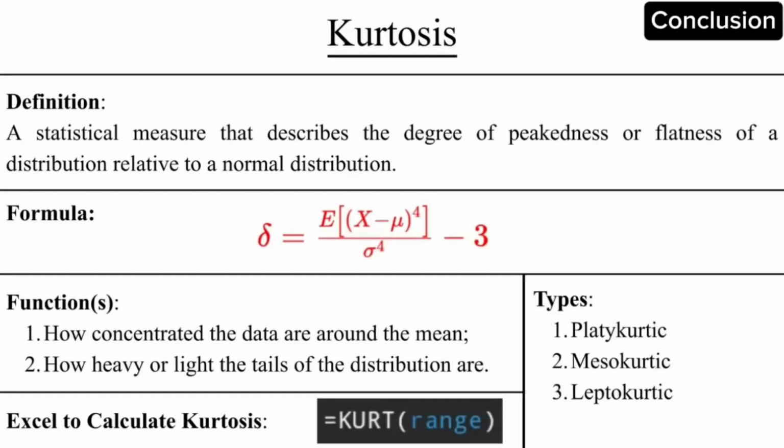The fifth, we have kurtosis. It is a statistical measure that describes the degree of peakedness or flatness of a distribution relative to a normal distribution. There is a formula, and the functions are how concentrated the data are around the mean and how heavy or light the tails of the distribution are. There are three types you can see: platykurtic, mesokurtic, and leptokurtic. And at the bottom, you can see how to use Excel to calculate kurtosis.